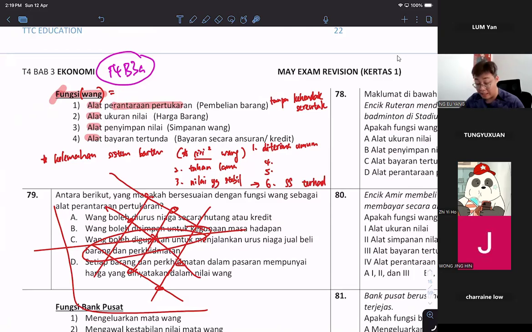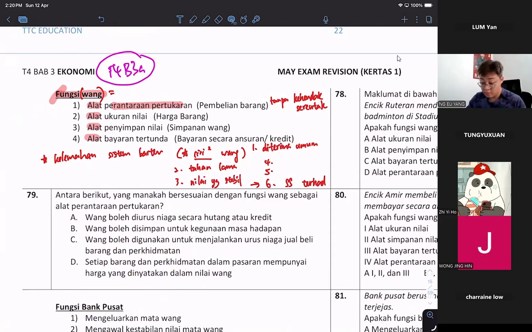When the nilai wang is stabil, it's because our Bank Negara, which is the Bank Negara Malaysia, is trying to menawarkan wang yang terhad. So that's why penawaran wang yang terhad, nilai yang stabil, not too many, not too few for the supply.